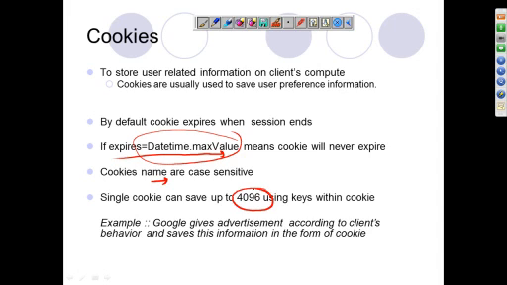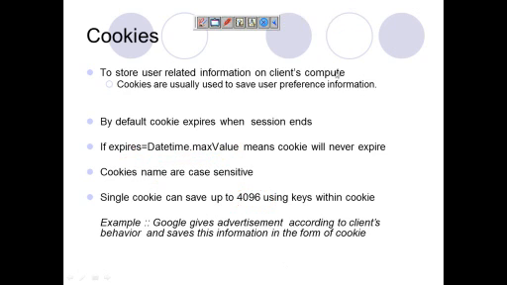So Google figures out what you generally like and generally browse on the internet. It saves that in the form of a cookie, and whenever you visit an application, that information is retrieved from the cookie, and based on that it renders the ad. So everyone doesn't see the same ad; it renders different ads based on the different cookies which are saved on the machine.